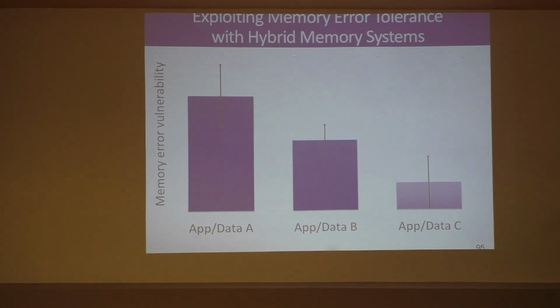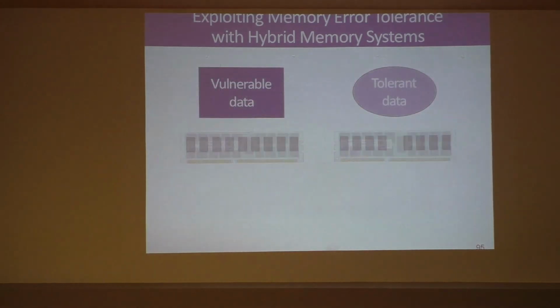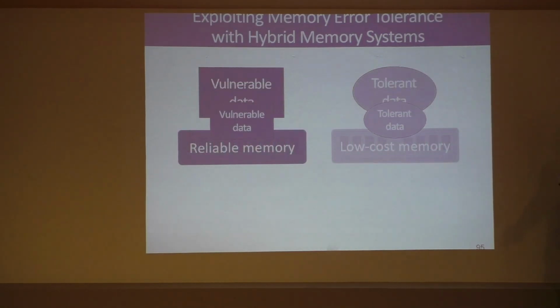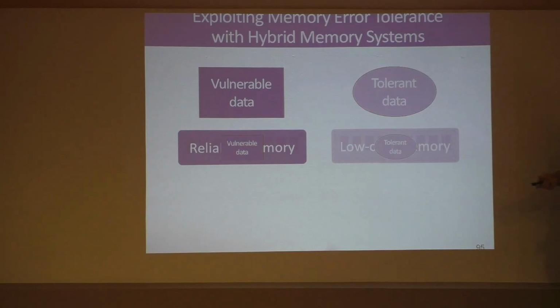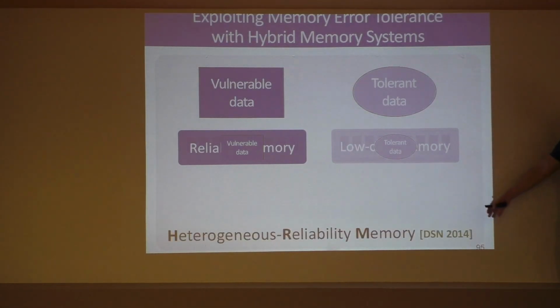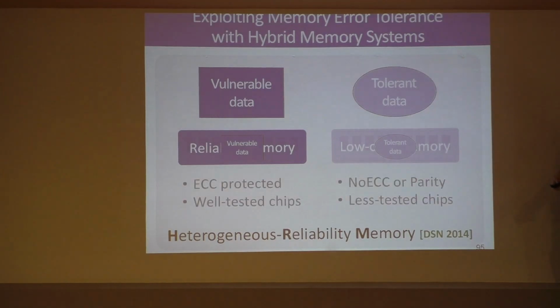If the programmer understands this, or if the system somehow automatically figures this out, that's also an interesting research direction. You can identify your data as vulnerable and tolerant, and you can map them to different memory systems. One could be reliable and one could be low cost. It's just one example we're imagining. If you're interested, you can take a look at this paper in DSN 2014. There's a huge design space, of course, and reliable memory could be protected by ECC and well-tested, and non-reliable memory could be like this.